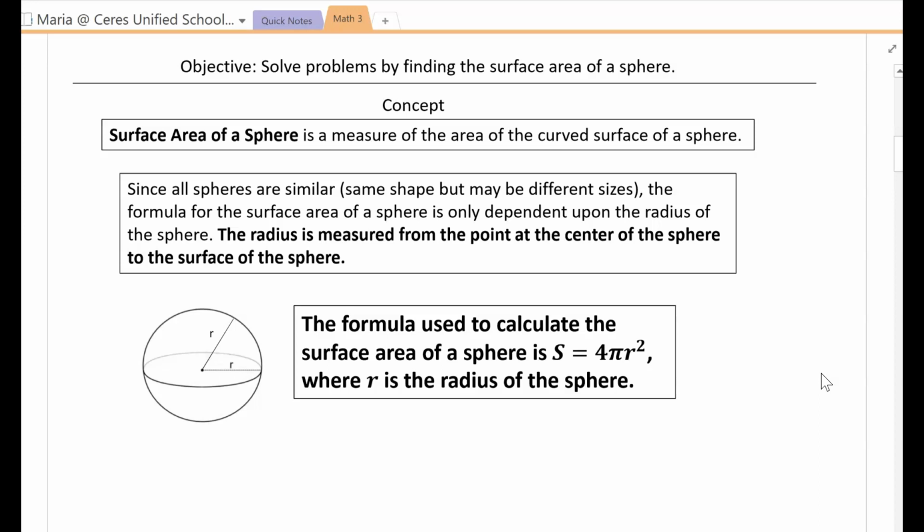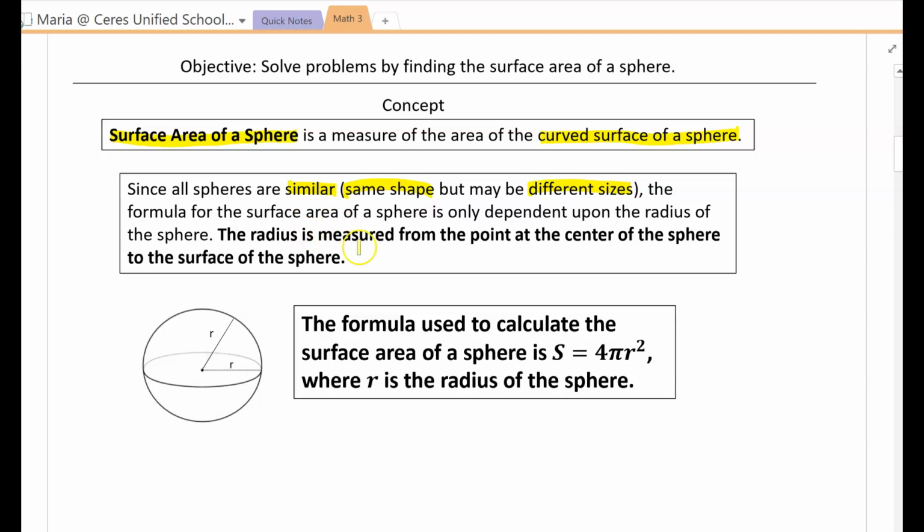For the concept today, we're going to be looking at what it means to have the sphere. Like I said, the surface area of the sphere is the measured area of the curved surfaces of the sphere, because we don't have any flat edges in the circular sphere. All spheres are similar, meaning they're proportional. They're the same shape but could be different sizes.